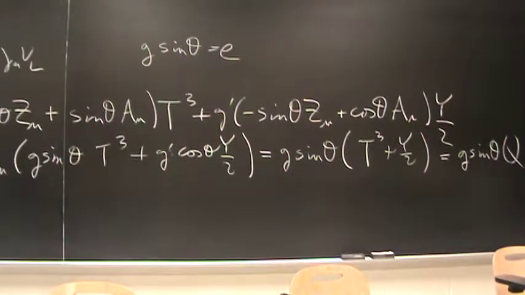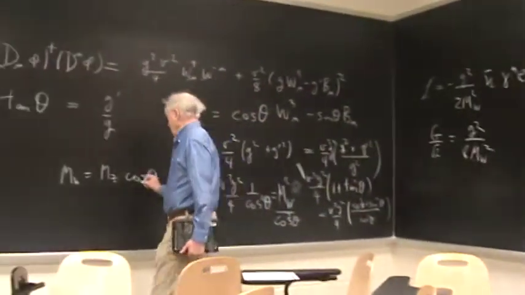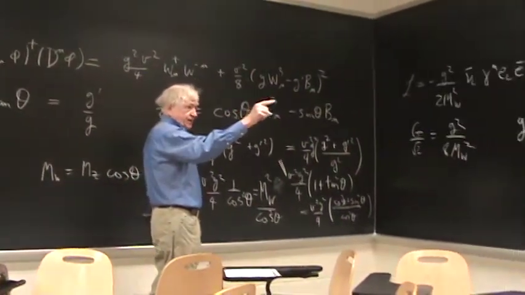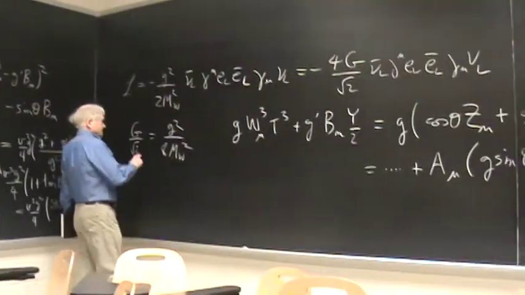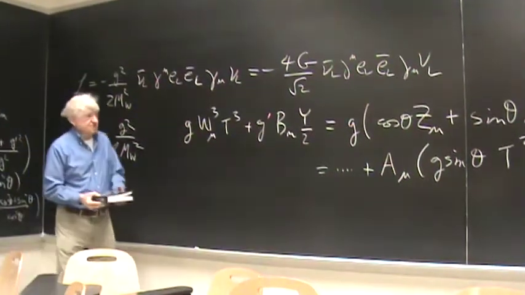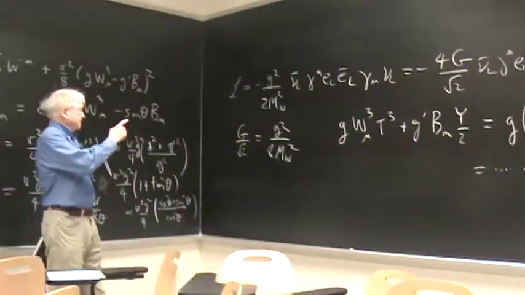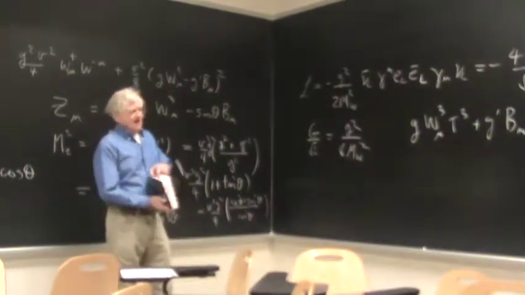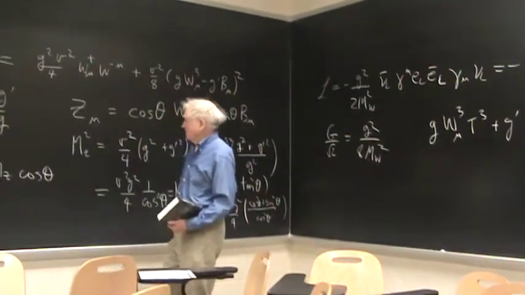Okay, so now we have a whole puzzle of things. We've got that MW and MZ are related by cosine theta, that g and theta have to give us e, and that g over MW squared is the Fermi constant, which is known. So we now have 1, 2, 3 equations in what I guess are 3 unknowns. I can't imagine that you can actually predict anything there.